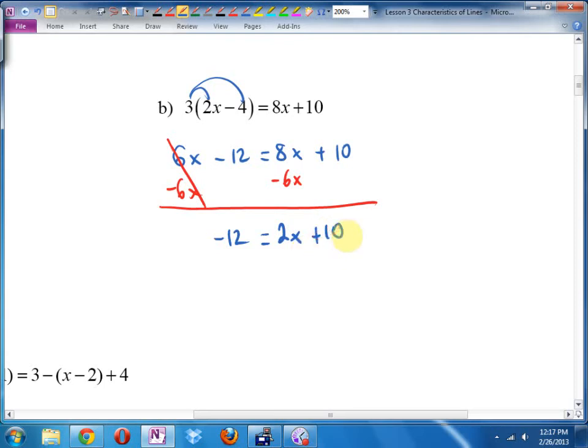What side is the x on this time? The right side. All right, so let's get it by itself. How? So minus 10, do the opposite. I notice we're plusing 10. Let's minus 10.